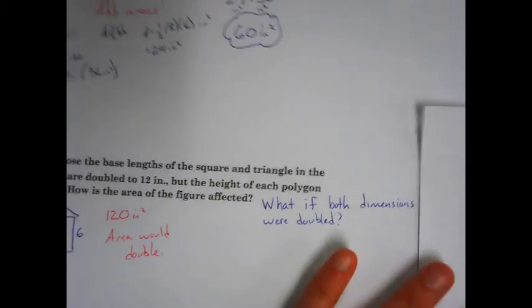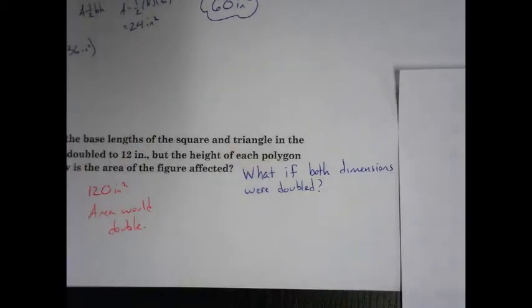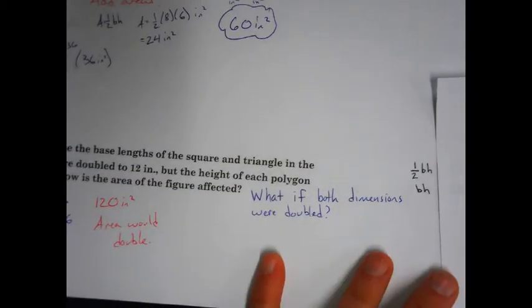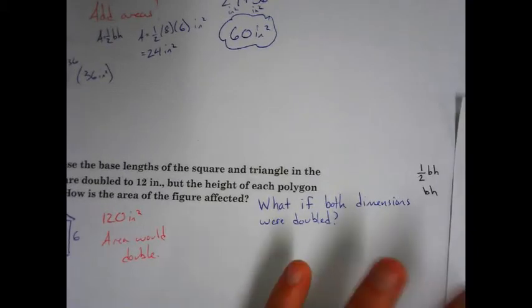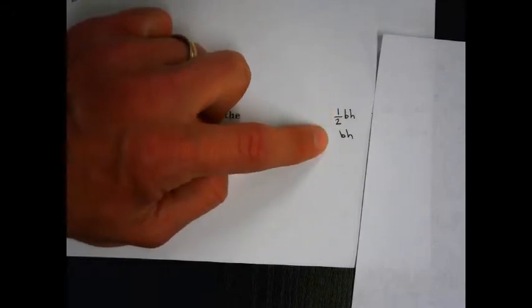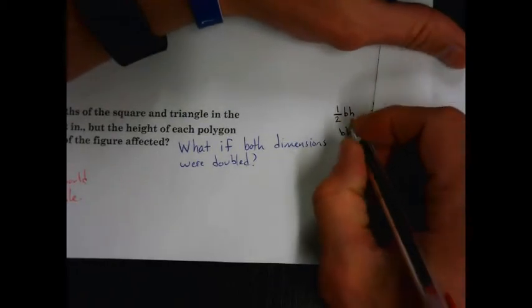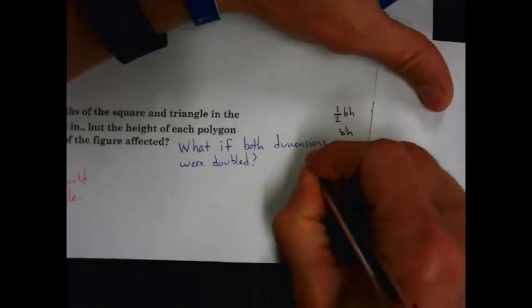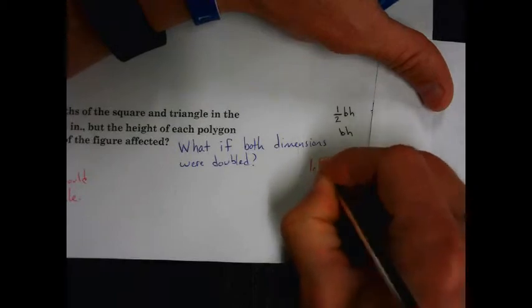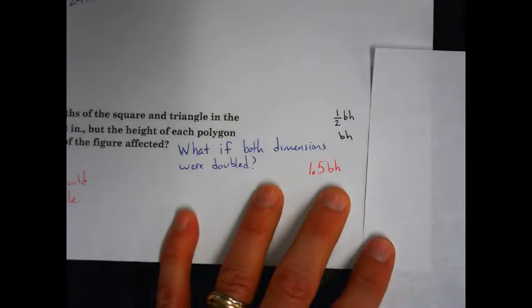So I'm going to start asking some neat questions. What then would happen if both dimensions were doubled? Because the question was, what would happen if only one dimension was doubled? The area would double. So let's use algebra for a second. Here's the original figure. We have the area of the triangle and the area of the rectangle, and we add the two, right? So we have 1/2 base times height plus 1 base times height. That would give us 1.5 base times height. That would be the original area.